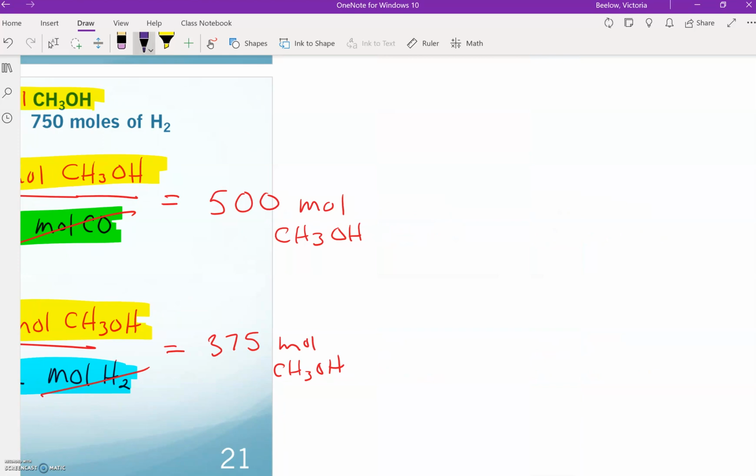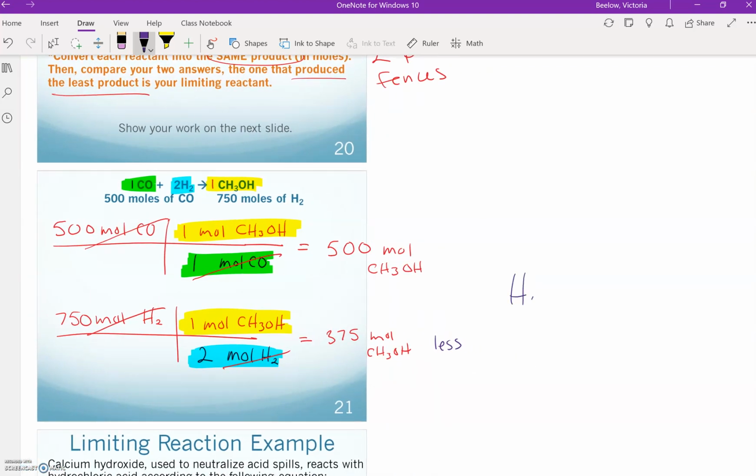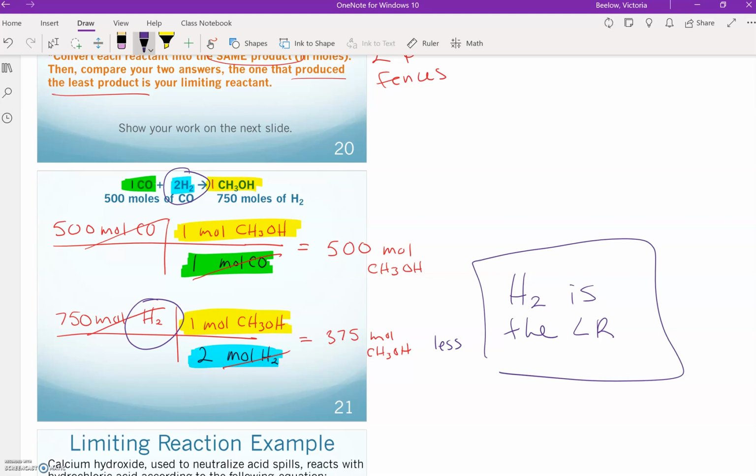So since this one made less product, 375 moles is less than 500 moles, that means that H2, because I'm talking about the reactant, H2, is the limiting reactant. I'm just going to write LR. That would be acceptable for limiting reactant. And that would actually be my final answer.